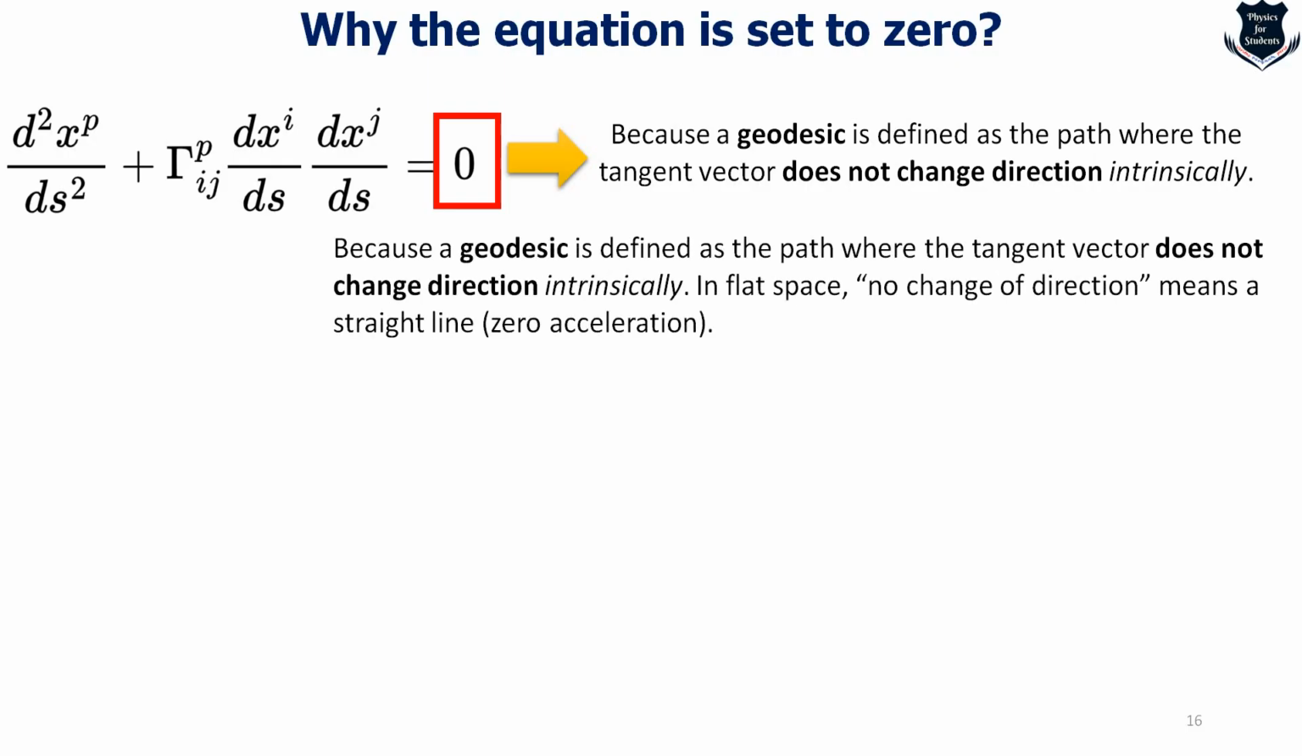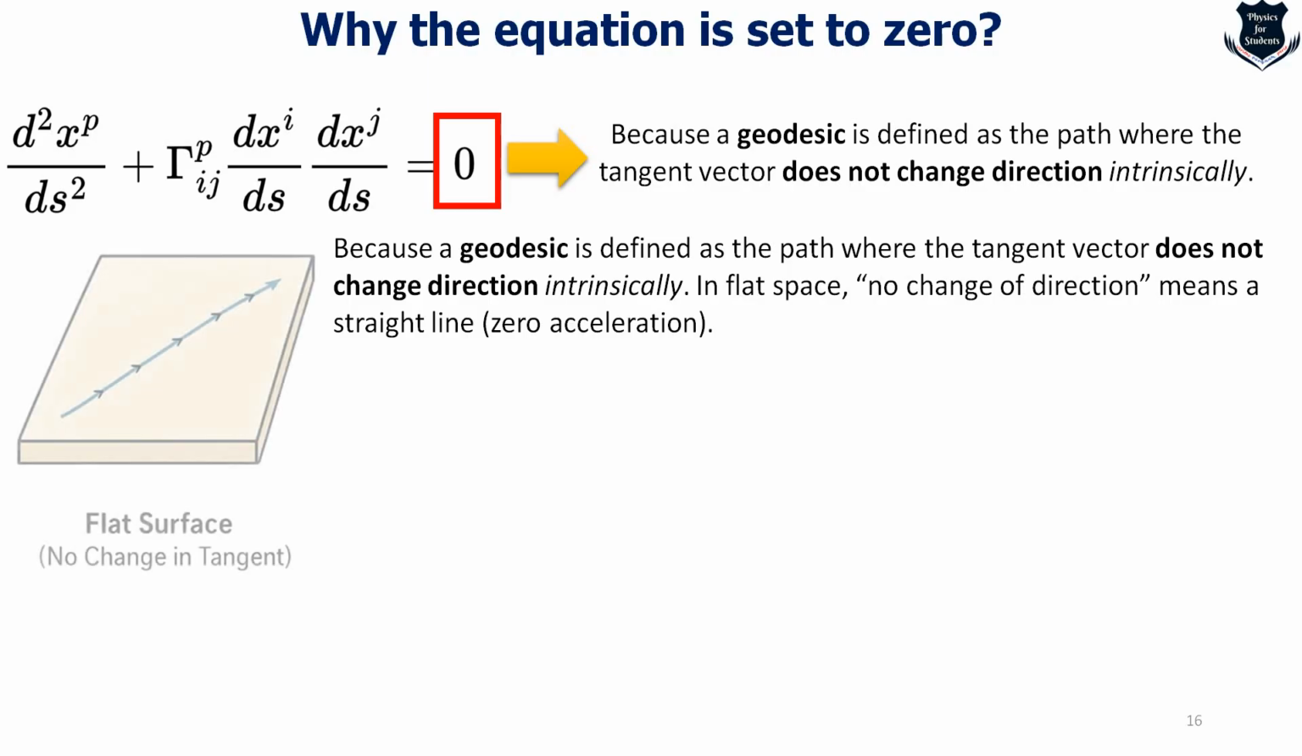Now because the geodesic is defined as the path where the tangent vector does not change direction intrinsically, in flat space no change of direction means a straight line or zero acceleration. Here you can see on a book I have drawn a diagram, the arrow, there is no change in the tangent. Because a geodesic is defined as a path where the tangent vector does not change intrinsically, on the flat surface, it is straight.